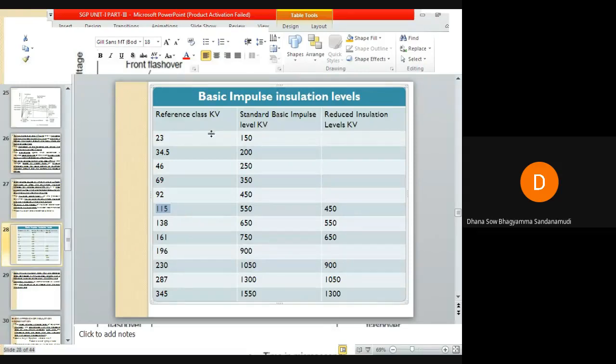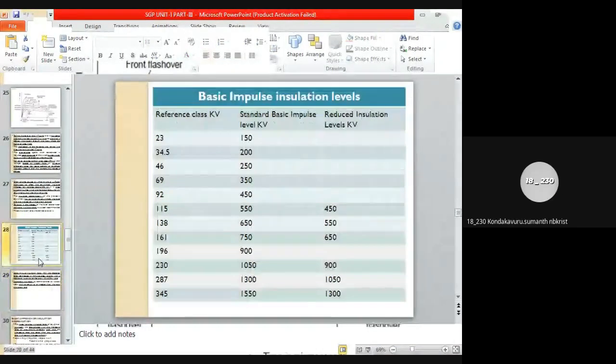These are the reference values, the standard ones, and these are the reduced insulation level values. Even if I tell you about these values, you will not remember all of them, so just go through them. Based on the rating of the equipment, as the rating varies, the basic impulse level of the insulation as well as the reduced insulation levels also vary.